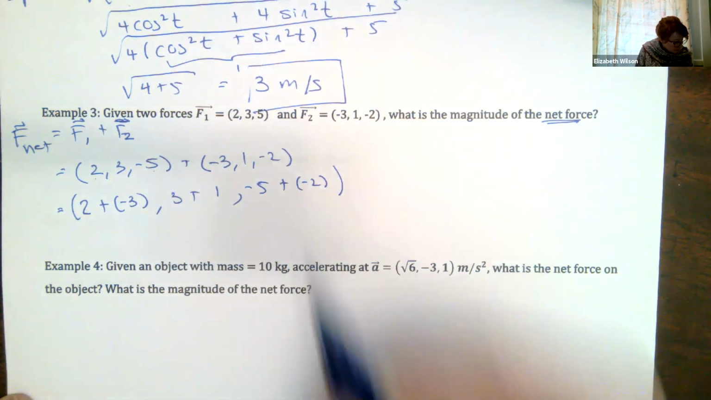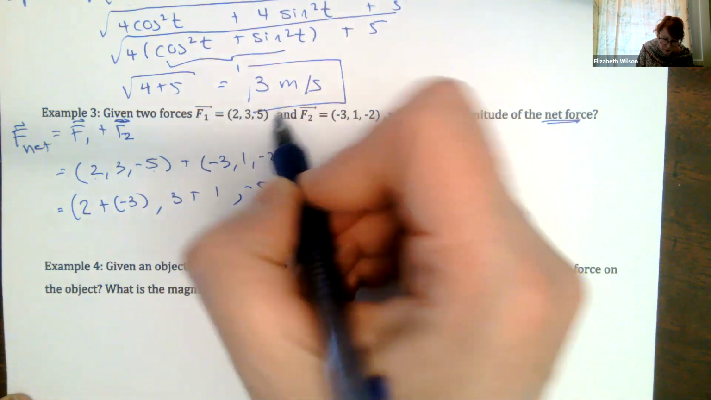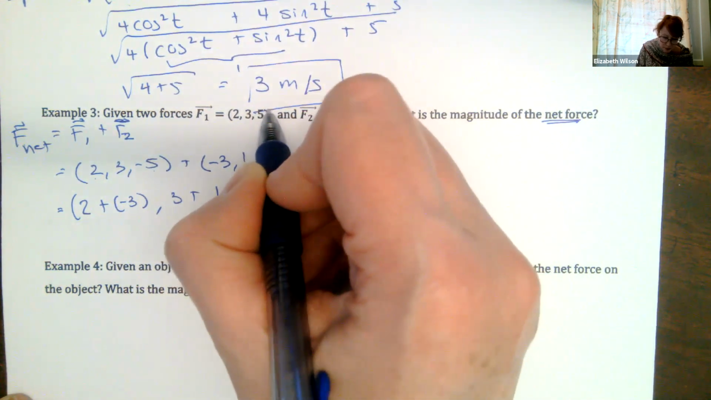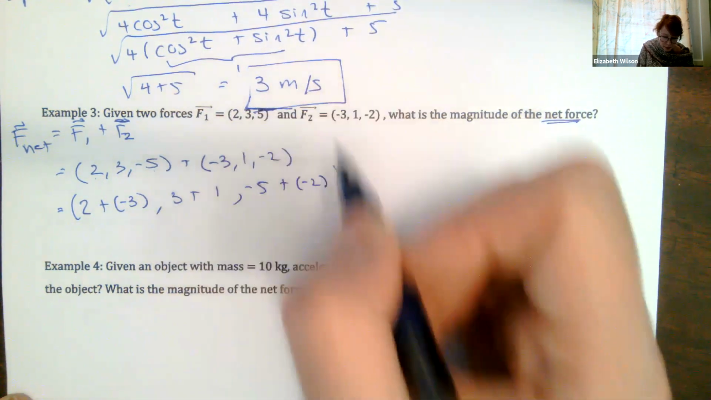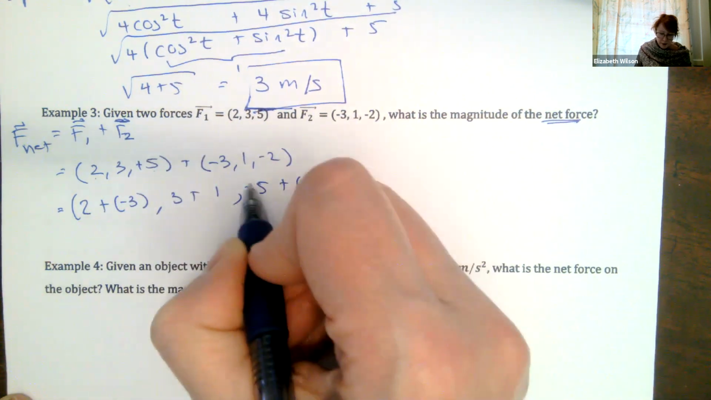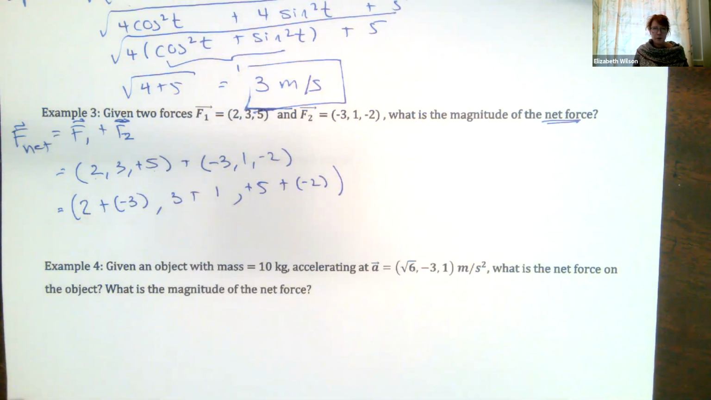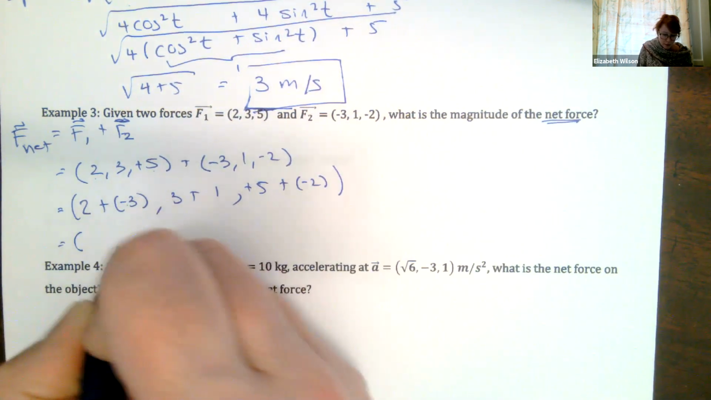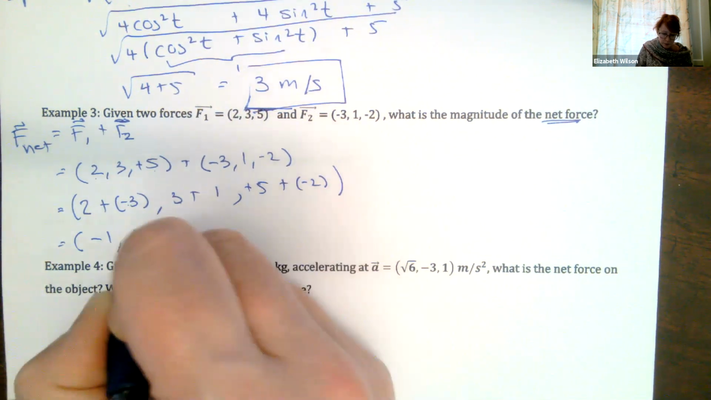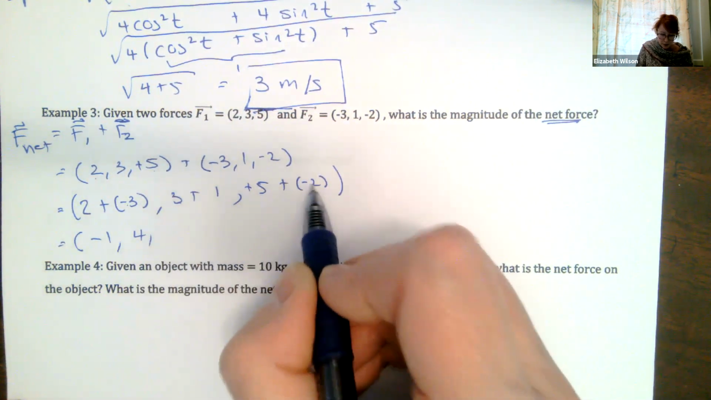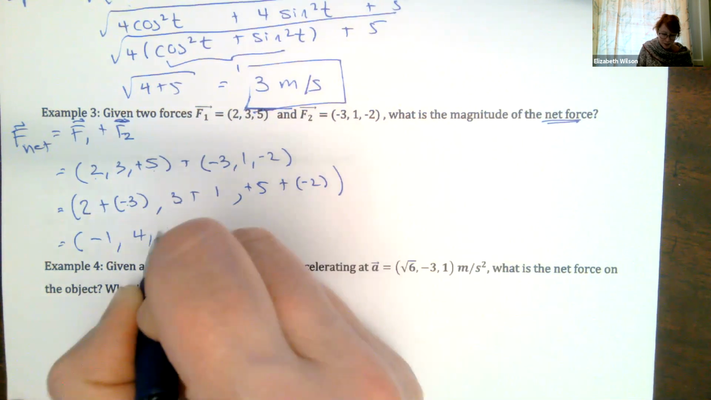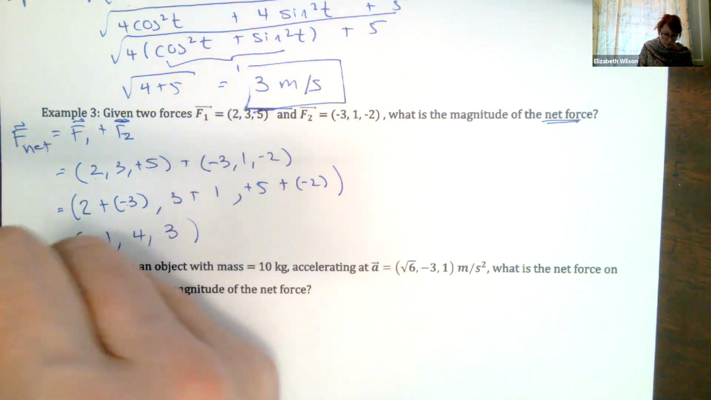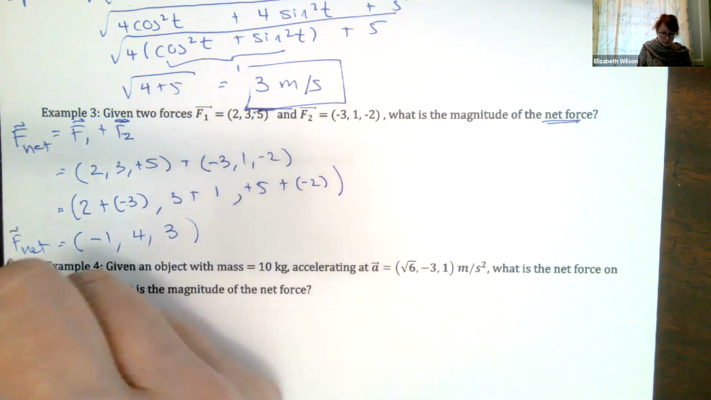Is that a minus 5 or positive 5? Oh, I got confused. I thought that was really positive 5. Looks like my own box got me confused. That's positive 5 plus a minus 2. Sorry about that. Couldn't read my own writing. Okay, so this becomes 2 minus 3 is minus 1. 3 plus 1 is 4. 5 minus 3, 5 minus 2 is equal to 3. So this is our net force here.